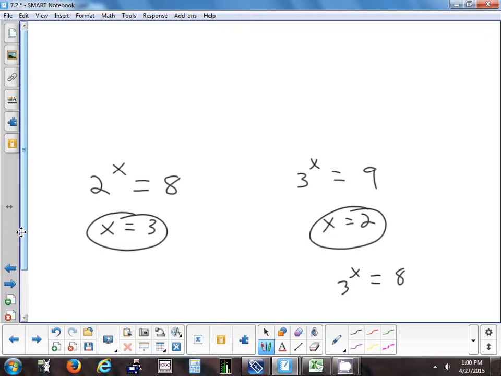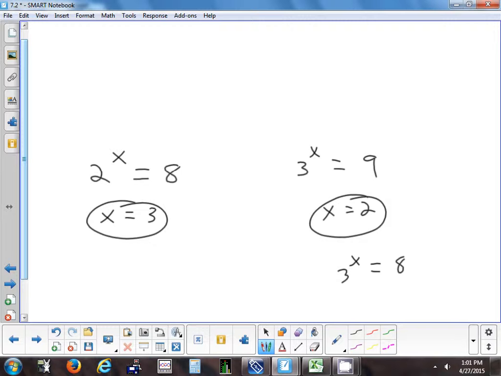3 to the second power is 9. That's too big. Okay. 3 to the first power, that's 3. That's too small. So the answer is somewhere between 1 and 2 for x. Maybe 1.6, maybe a little higher, maybe 1.8, 1.9, somewhere around there. But we could figure out exactly what it is with a logarithm. So by the end of the week, hopefully you'll know how to figure that out.